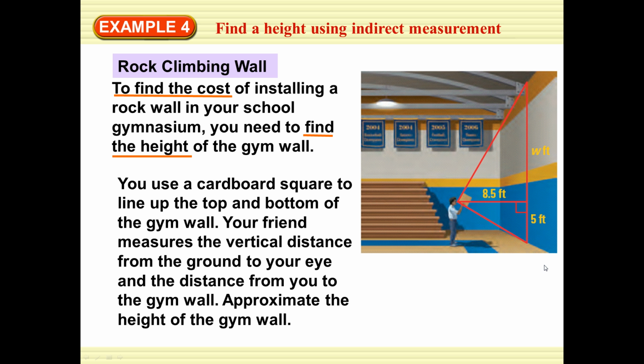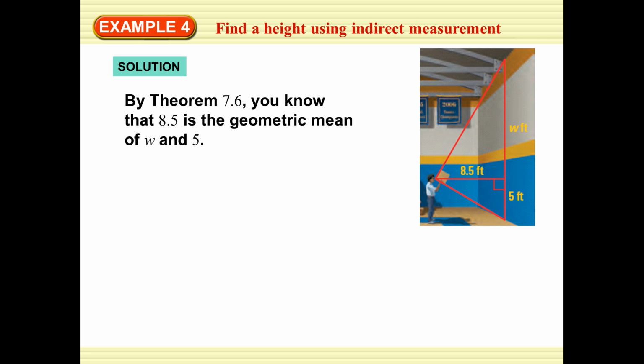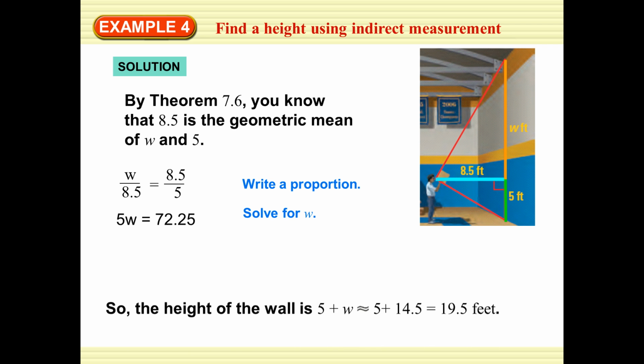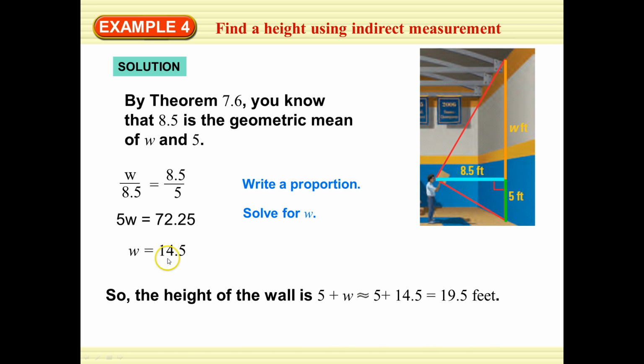So the proportion setup, if you know what you're doing, is very easy. So again the proportions involved: we put 8.5 in the means and we put W and 5 in the extremes. And it looks like that. And then from there it's cross products and solve again. So we get W equals 14.5. So that part's 14.5 plus 5 feet tall for a total of 19.5 feet for the ceiling height.